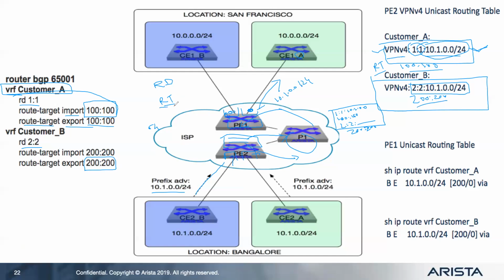Route target is used to install the route into the VRF. Based on the route target information, you decide which VRF this route should be installed in. So that's where route target comes into place and is useful. Any question? Are you clear on what RD is, what the purpose of RD is, and what the purpose of RT is? Or any question on this?